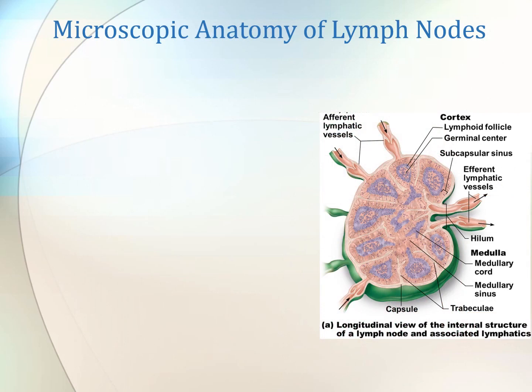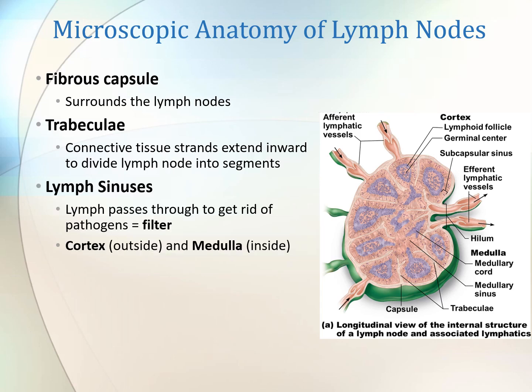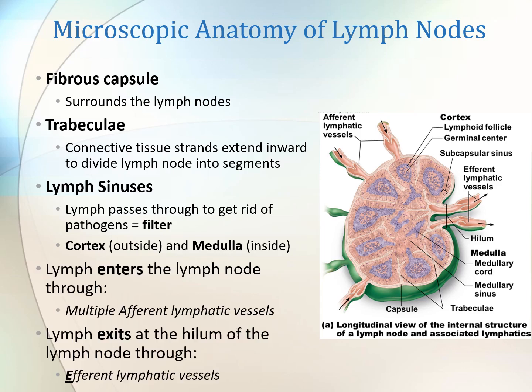So let's take a closer look at one of these lymph nodes. We'll look at some of the microscopic anatomy, which I don't want you to spend too much time learning all the specific names, but I just want you to take a look at how these lymph nodes work. So essentially the lymph, the fluid, comes in through multiple afferent lymphatic vessels. And remember, afferent is adding or entering the lymph node. And then it's going to be filtered through these lymph sinuses.